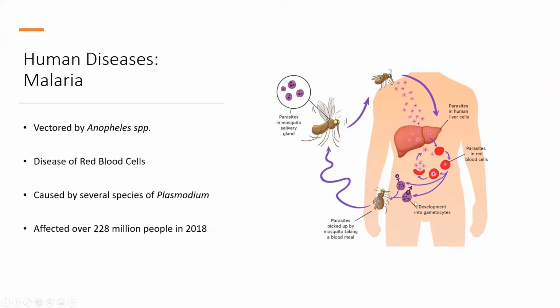After which they form gametocytes, which can then be picked up by mosquitoes, and they can further their life cycle in mosquitoes, and then it just goes back and forth.